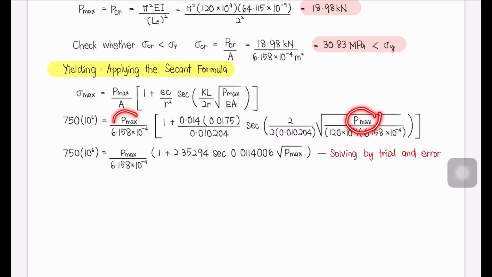This is Pmax. However, you cannot simply solve this equation directly, so you have to use your calculator to determine Pmax from this formula. How to do it? You have to look at this video.